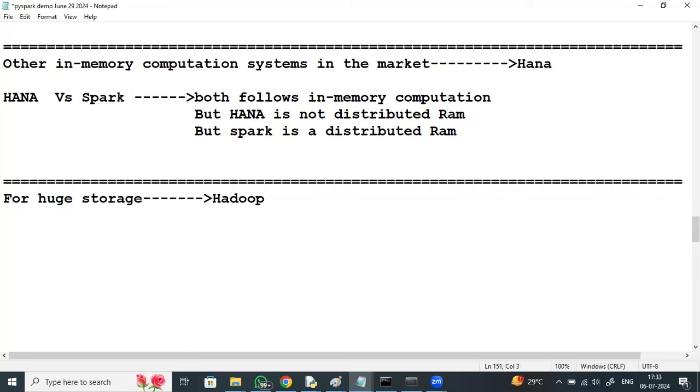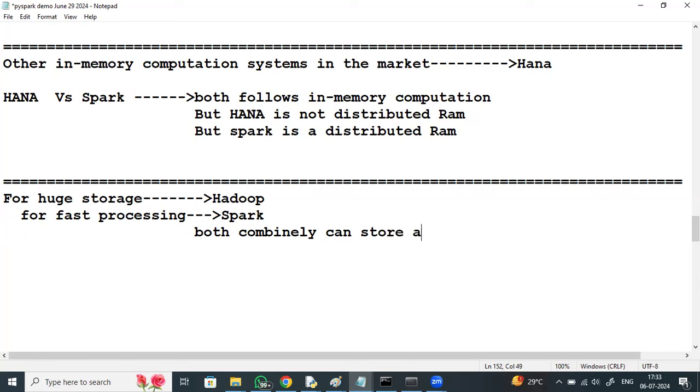For fast processing, Spark. So both combined: store and process huge data.